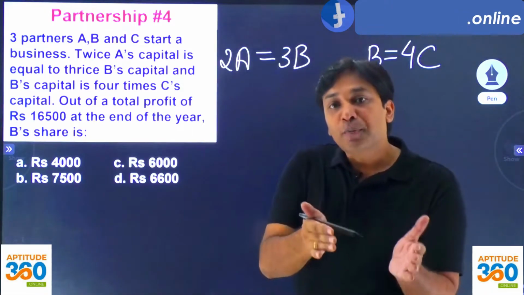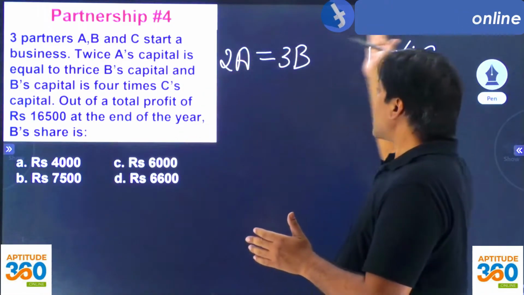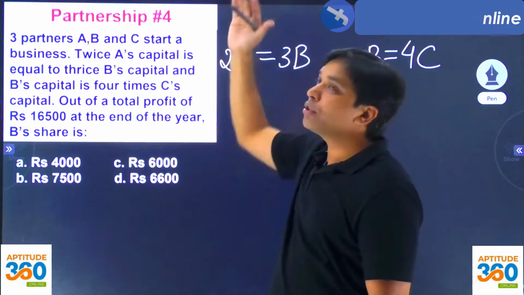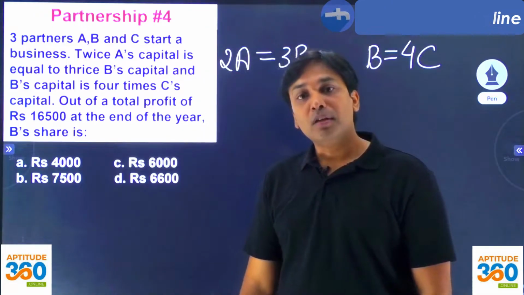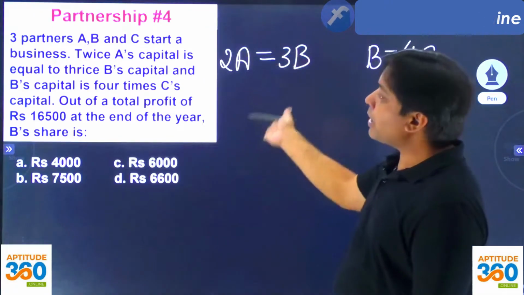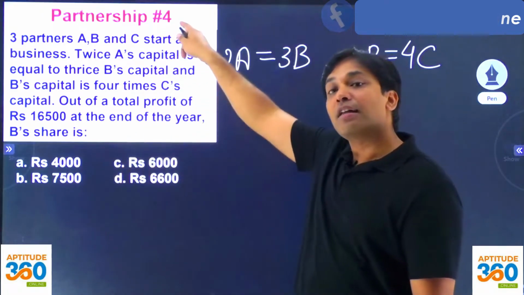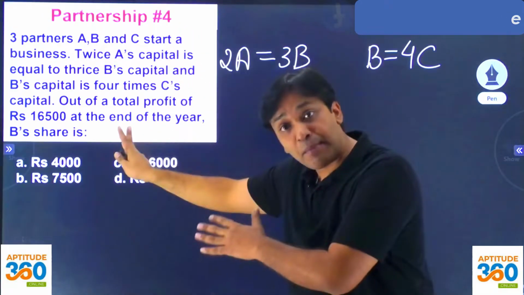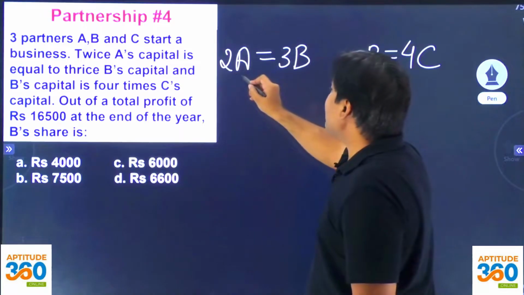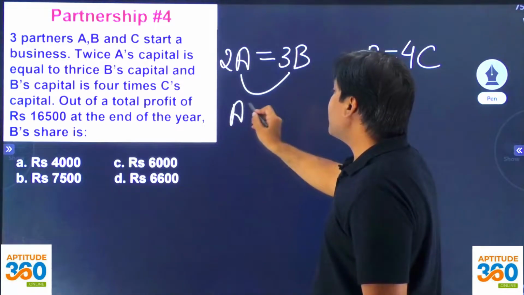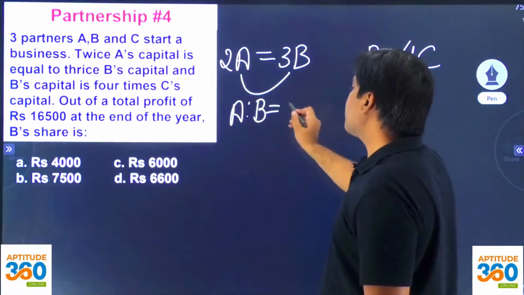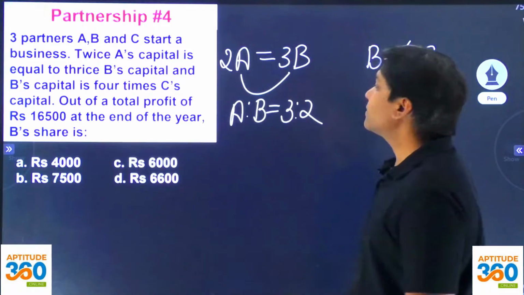One, would you be able to write these equations based on this algebra word problem? And if you do so, would you be able to find out A is to B is to C? Because the time period of investment is same here, isn't it? So can we find out A is to B from here? Very simple. A is to B is going to be 3:2, isn't it?